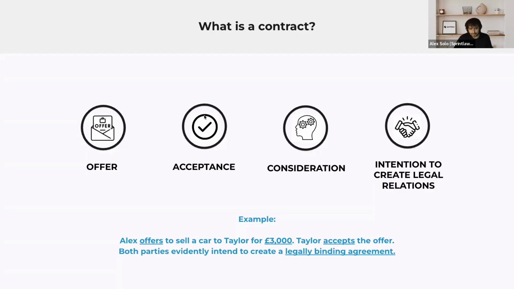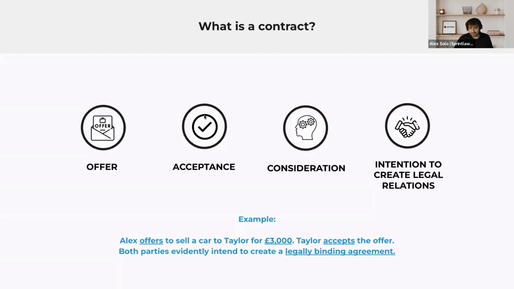Now, we've got an example. Alex offers to sell a car to Taylor for £3,000. Taylor accepts the offer. At the time that they made the deal, both parties evidently intended to create a legally binding agreement. So, a very, very simple example, but that would be the elements of a contract.